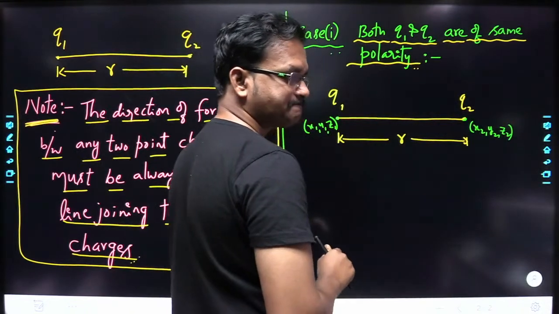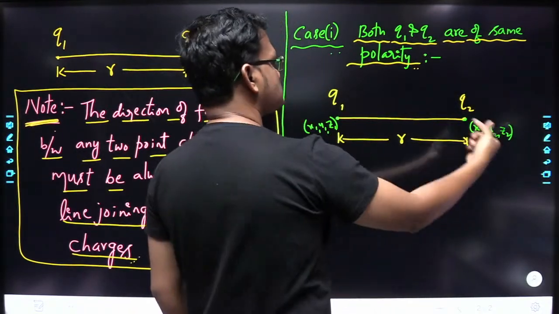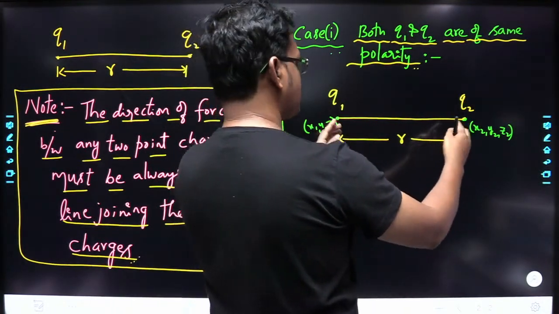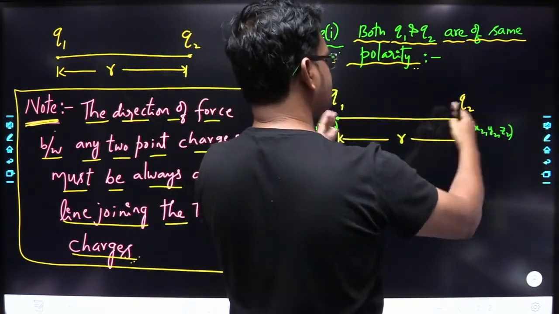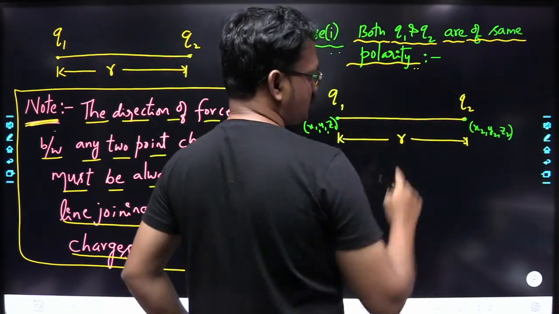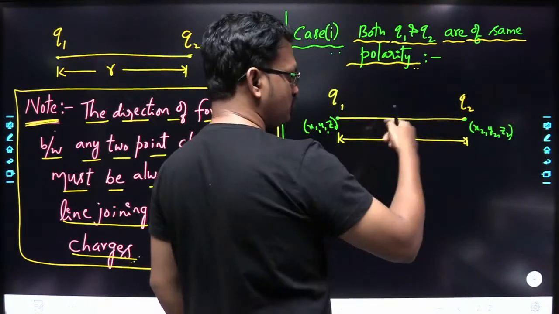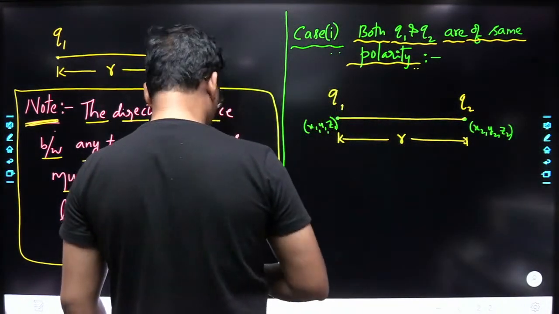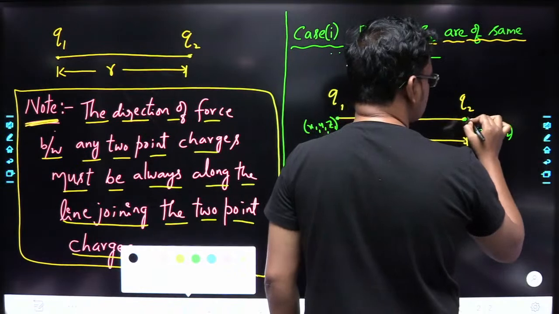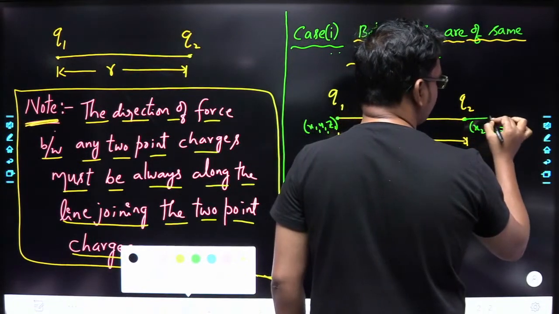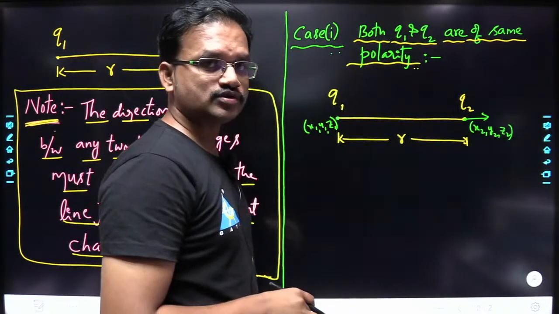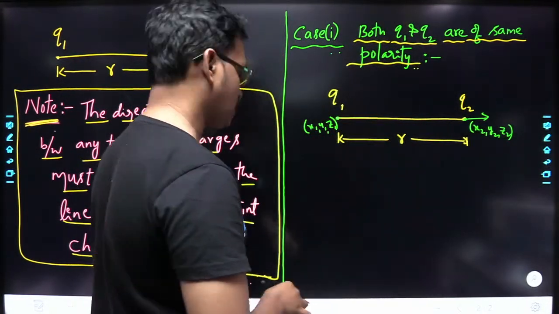Tell me here. It will experience the force towards Q1 or away from Q1, because both are of the same polarity. That means the force between them is repulsive. So Q2 is going to experience the force away from Q1. In this direction it is going to experience the force, yes or no? Okay.